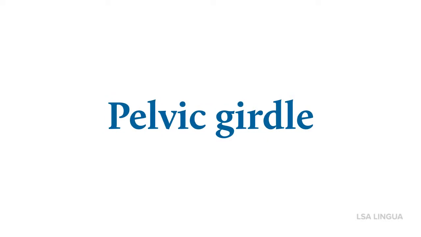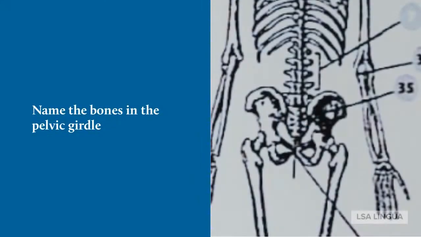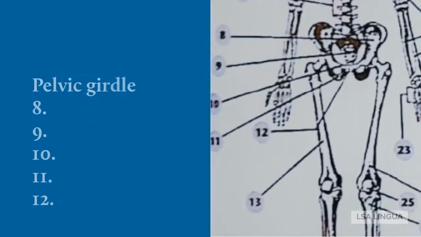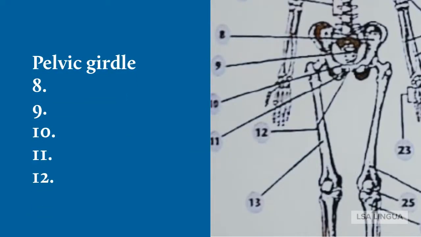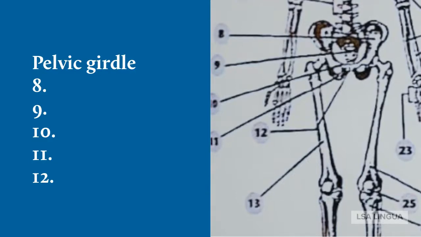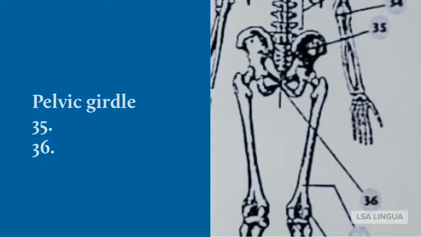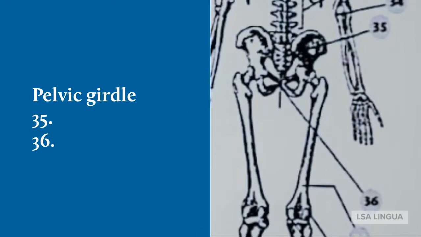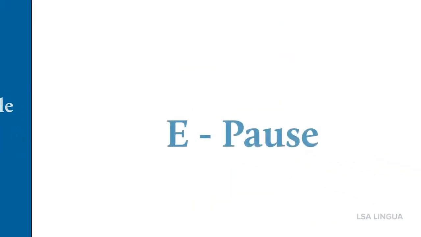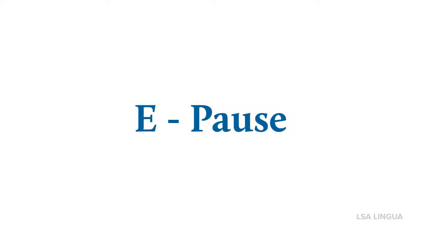Pelvic girdle. First of all, your verbs to use. Name items 8, 9, 10, 11, and 12. Name items 35 and 36. Pause the video here, look in the description box, and answer the question in E.